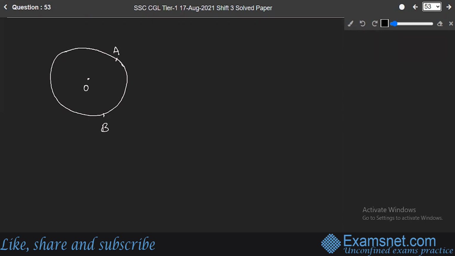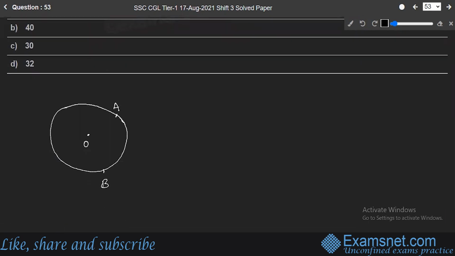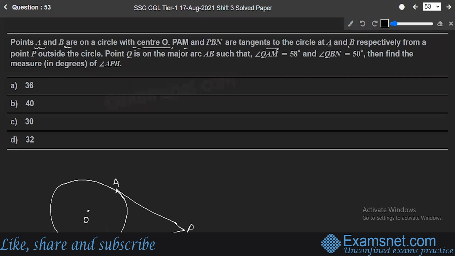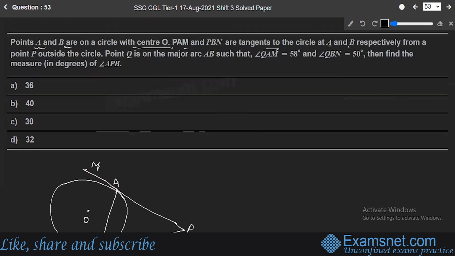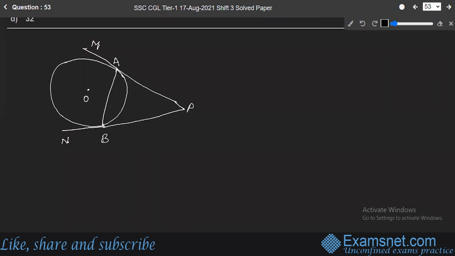Now it's given there are two tangents PAM. So let's make two tangents like this. Okay. So this is PAM. Let's make this, and PBN. Okay. So these are the two tangents. Let's join this line also. And next, point Q is on the major arc AB such that angle QAM is 58 and angle QBN is 50. So there is some point Q on the major arc such that angle QAM is 58 degree and QBN is 50 degree.